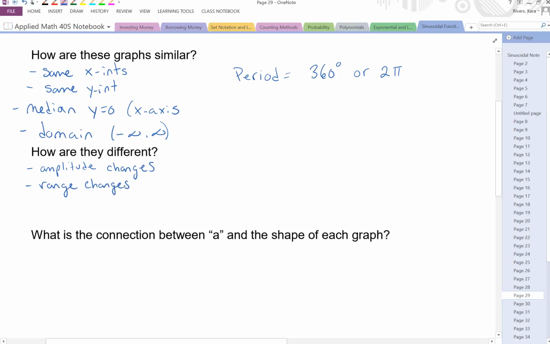Right? So for our first graph, it goes from negative 1 to 1. For our second graph, it went from negative 3 to 3. Our third graph went from negative 4 to 4. And our fourth graph went from negative 0.5, or 1/2, to 0.5. Right? So the range changed. So because the range changed, the max and min also changed.